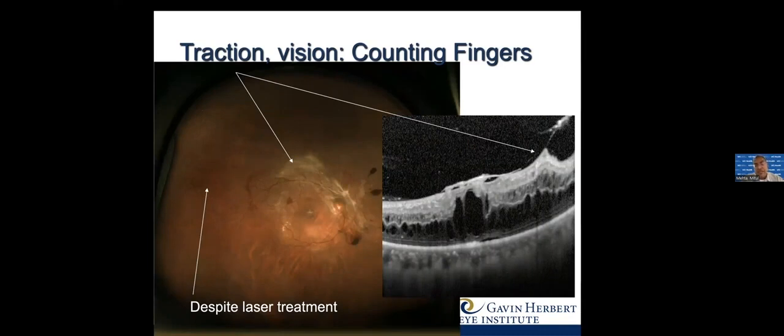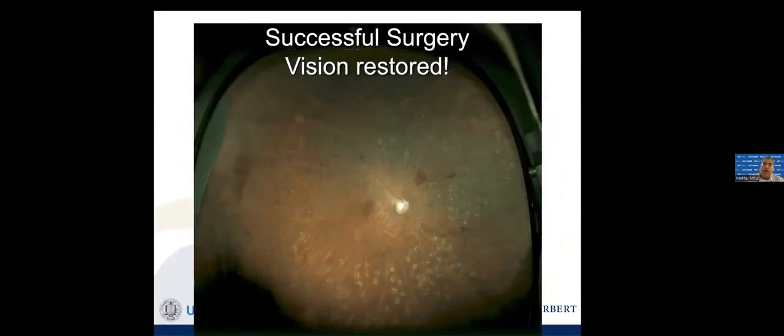So when things get this bad, we're in a pretty bad situation. And the only solution to this is surgery. But thankfully, we have new treatments and we've gotten really good at surgery, so that with good treatment, we were able to bring this patient back to the 20/60 vision and remove all the scar tissue.